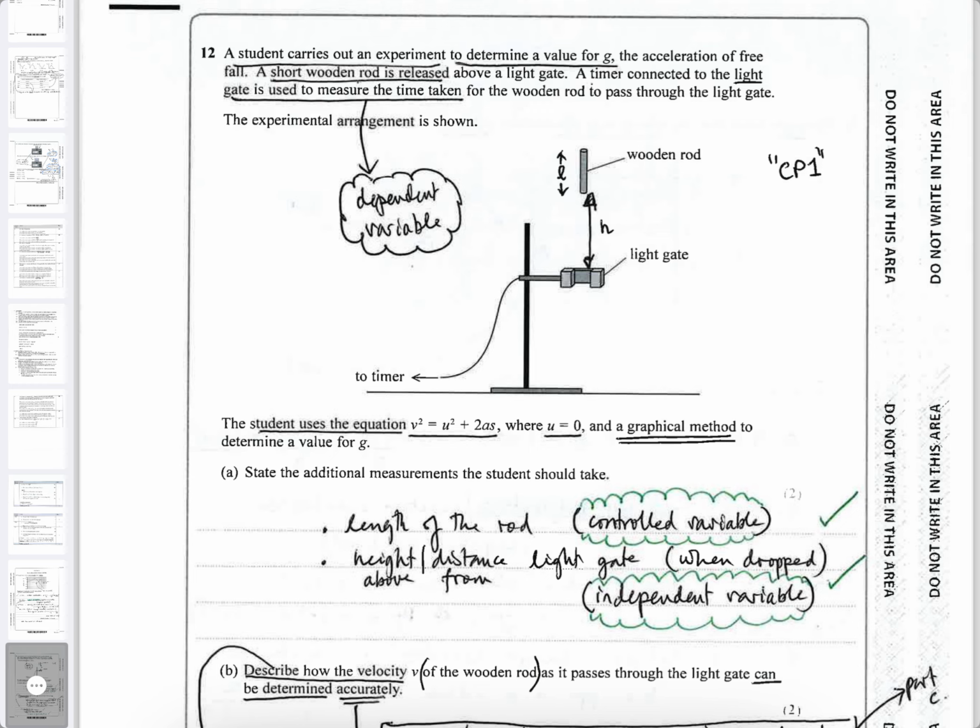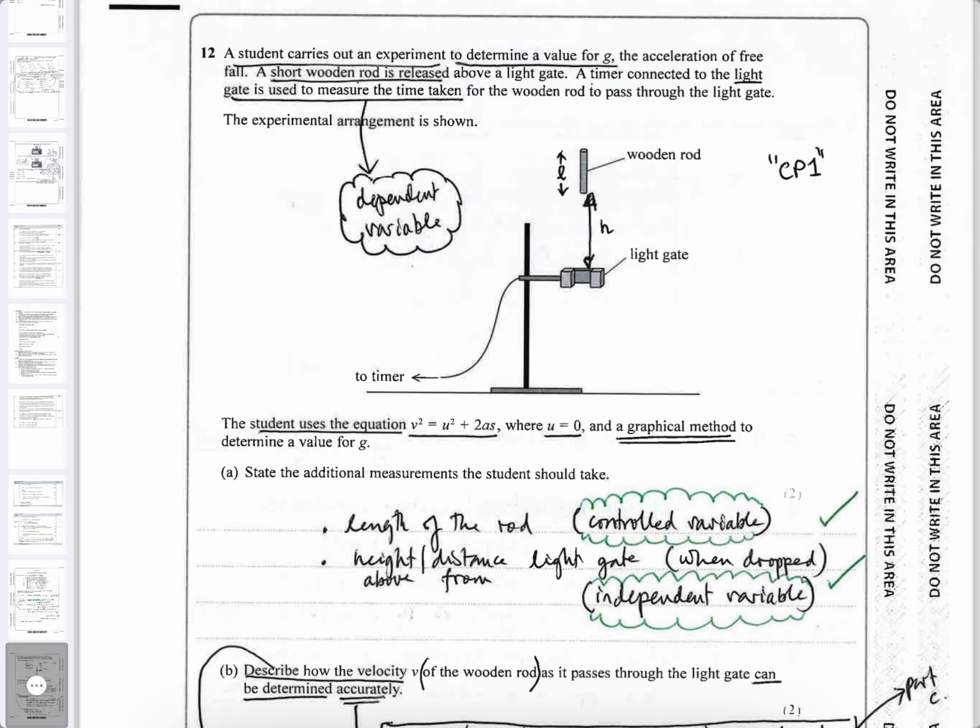A short wooden rod is released above a light gate. A timer connected to the light gate is used to measure the time taken. So time taken is a dependent variable, and they want you to think about the experiment. So what is the independent variable? It will be the height above the light gate, which I've drawn on the diagram from the bottom of the wooden rod to the top of the light gate, where it starts to disturb the light.